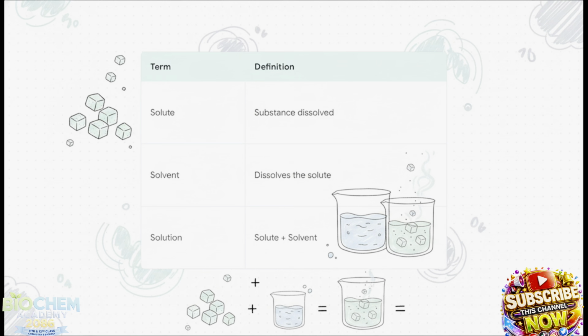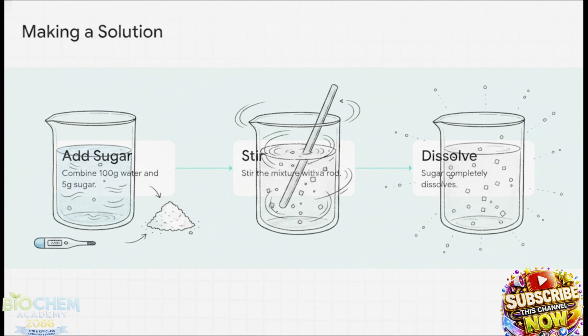This is simply the outcome of the two. Solute plus solvent equals solution. Sugar plus water equals a sugar-water solution. Just keep that basic equation in the back of your head. Let's start the experiment. Picture a transparent glass beaker.